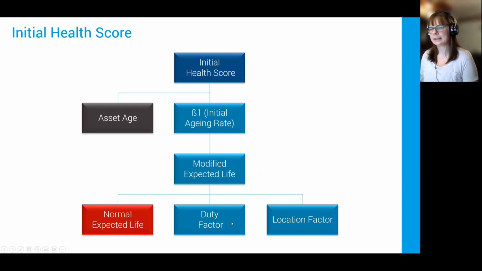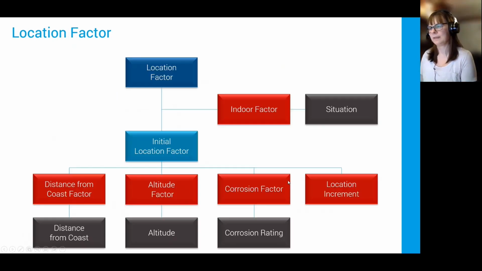But then the other inputs are by asset, individual assets, so they're calculations by individual assets. And so for our initial health score, we take the age per asset, we calculate an initial B1, initial aging rate, we calculate modified expected life and duty factor and location factor based on input data. And we'll look at the location factor now.